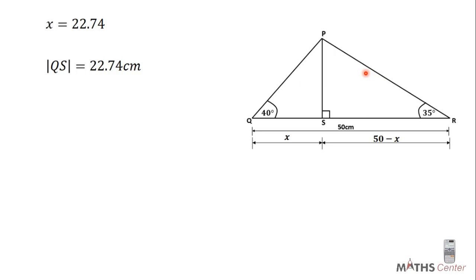So here we found PS using the first right angle triangle, and we found PS using the second right angle triangle. Then we equated the two answers. From there, we were able to find QS, and that is 22.74 centimeters.